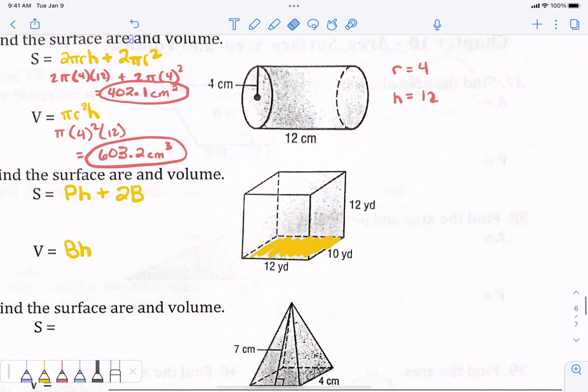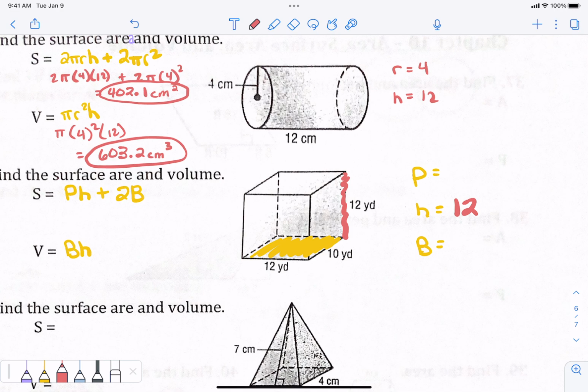So we need a capital P. We need H. And we need capital B. So what would the height be if that's my base? The height is this 12 right here, right? 12 is the height. Capital P means the perimeter of the base. So perimeter would be like 12 and 10 and 12 and 10.